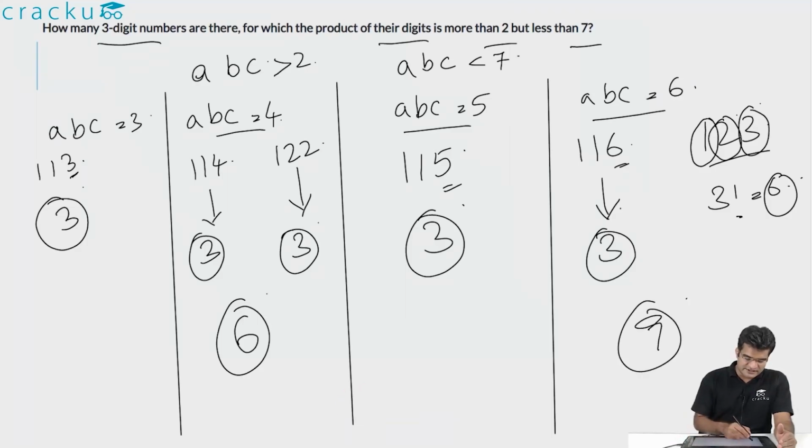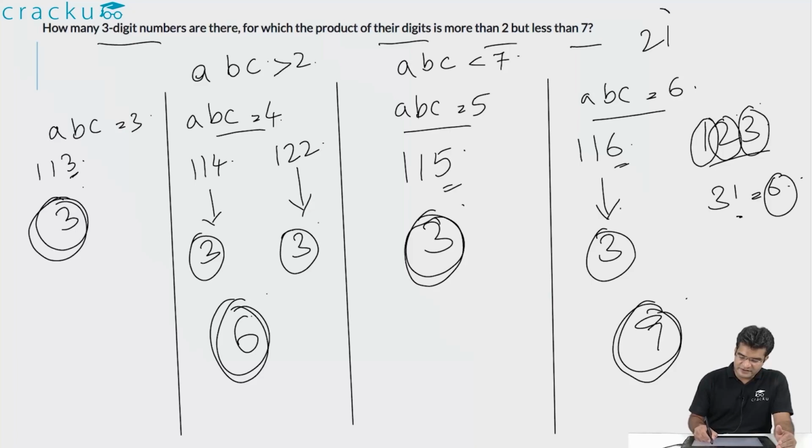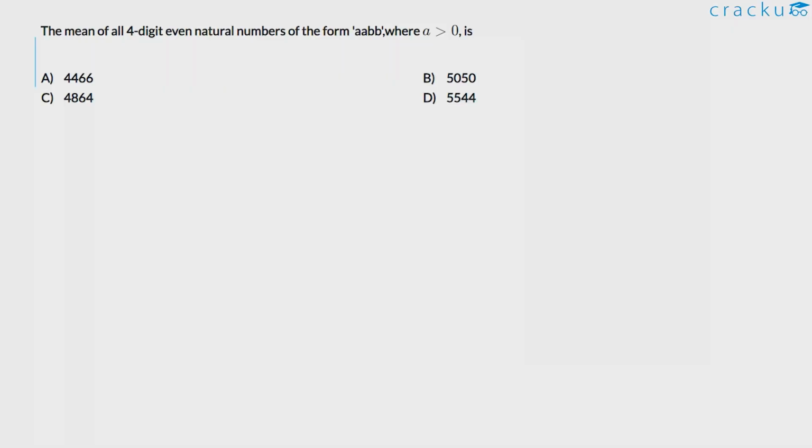So the overall total is 3 plus 6, which is equal to 9, plus 3, which is equal to 12, plus 9, which is equal to 21. So you will find 21 three digit numbers such that the product of their digits is greater than 2 and less than 7.